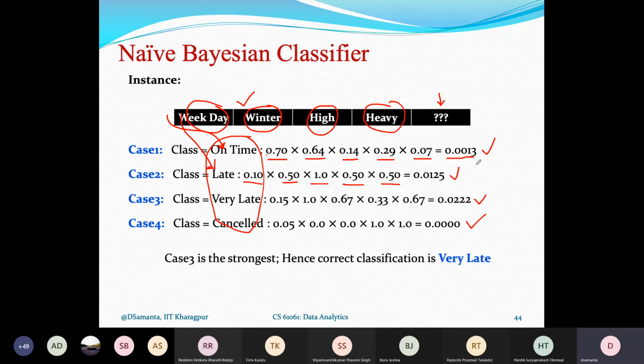Now, out of all these class probabilities, we see this has the highest value, 0.222. So this suggests that this record belongs to the class very late, because it has the strongest probability, and that is actually the answer. So the Bayesian classifier will tell that the class level for this data is very late.